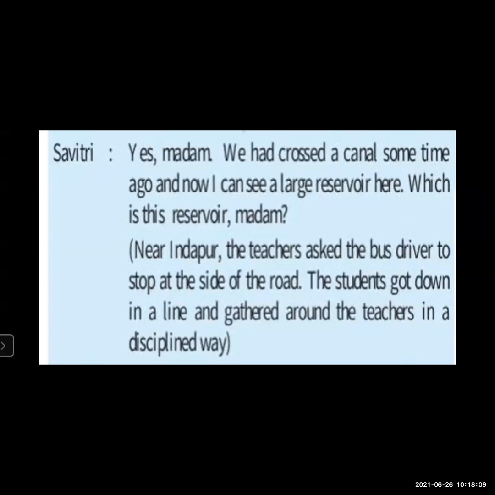Near Indapur, the teachers asked the bus driver to stop at the side of the road. The students got down in a line and gathered around the teachers in a disciplined way. It is very important whenever you are going on a field trip or field visit with your teacher, or if you are making any kind of organization trip, make sure that you are in a disciplined manner. You are not moving anywhere without your leader's permission or without the permission of your head.